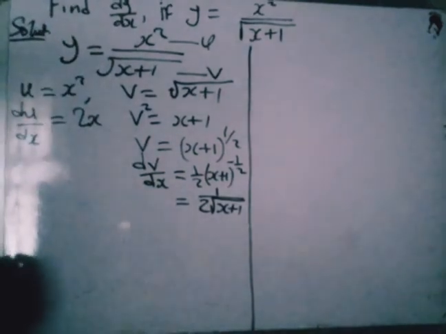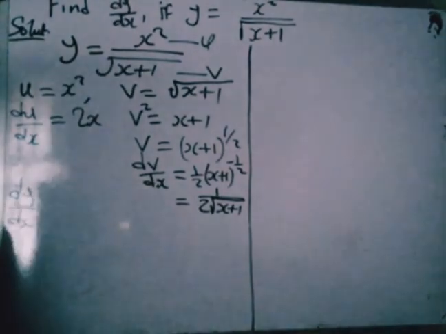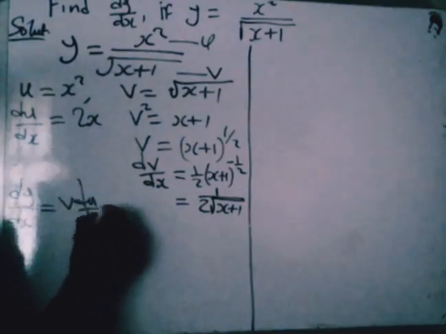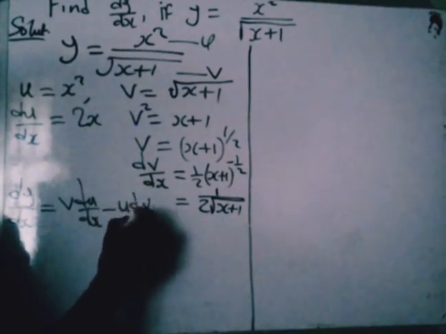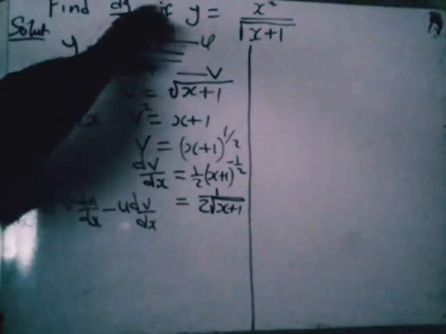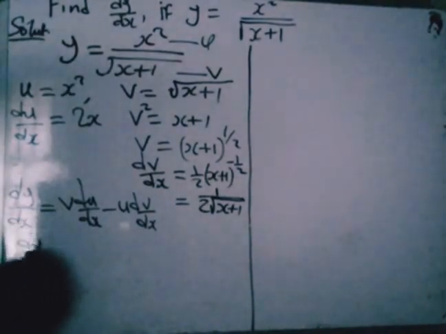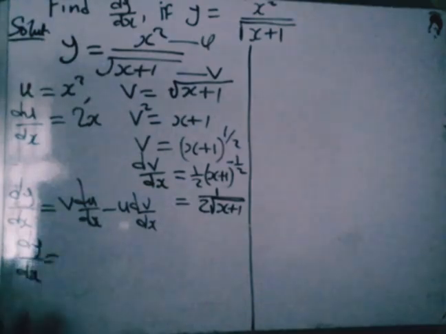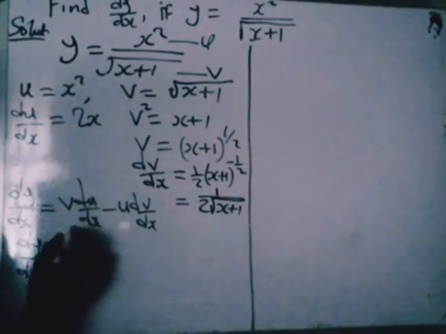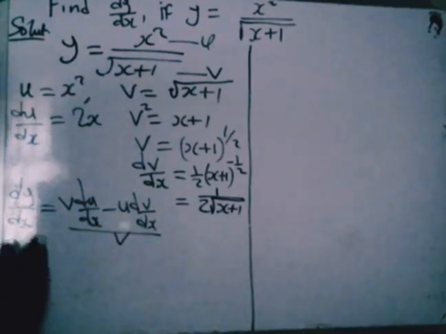Having gotten that, we now bring dy/dx using the quotient rule, which is equal to v du/dx minus u dv/dx, all divided by v squared. This is the formula for the quotient rule, that is, if you have a question in division form like this. So now dy/dx will be equal to our v, wherever we see it, divided by v squared.